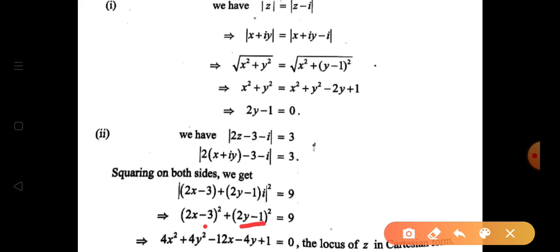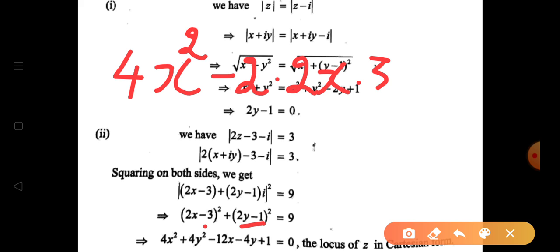Now expand 2x minus 3 whole square and 2y minus 1 whole square. A minus b whole square formula. So first term a square, that is 2x whole square, 4x square, minus 2ab, 2 into 2x into 3, plus b square, that is 3 square. So 4x square, 2 4s are 8, hmm, 2 2s are 4, 4 3s are 12, minus 12x, plus 9.